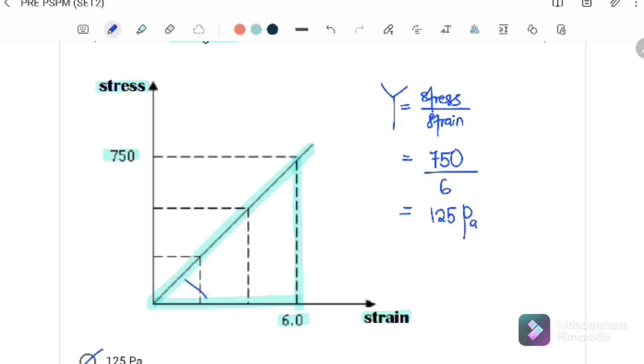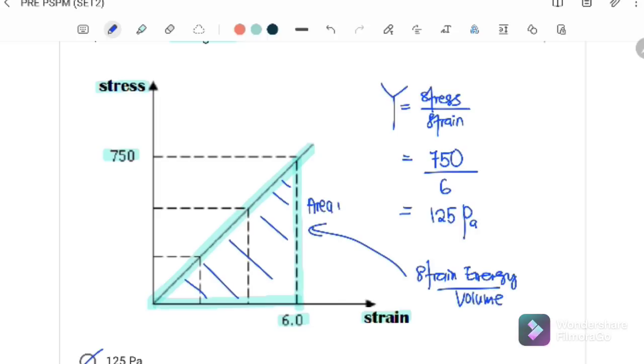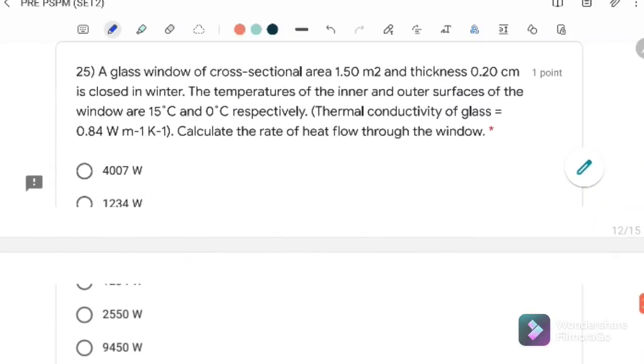If, let's say, we find the area under the graph here, if the question asks us to find the strain energy per volume, meaning that it's actually the area under the graph of stress versus strain. Okay, next, question number 25 is chapter 12. Chapter 11 has only one question. Chapter 12 we have two questions.